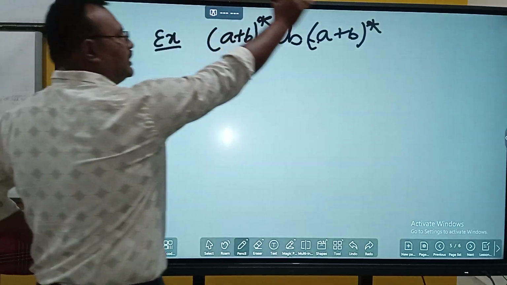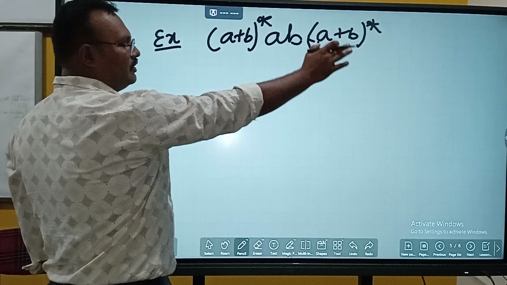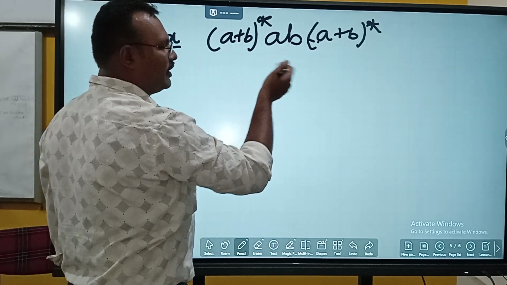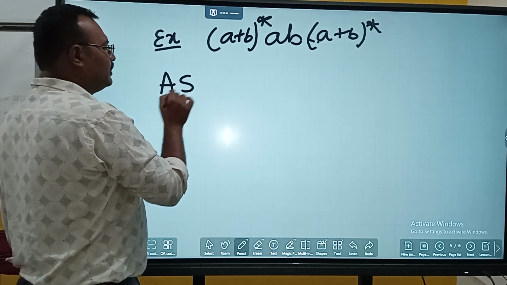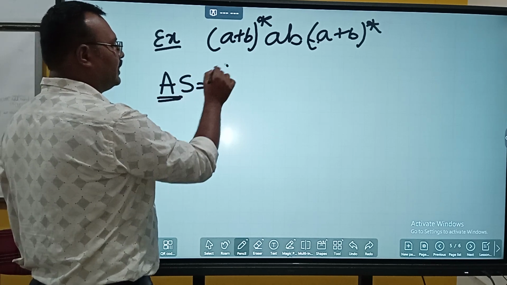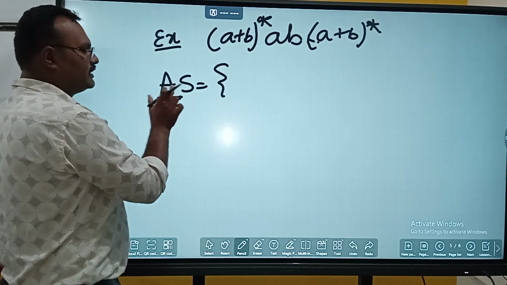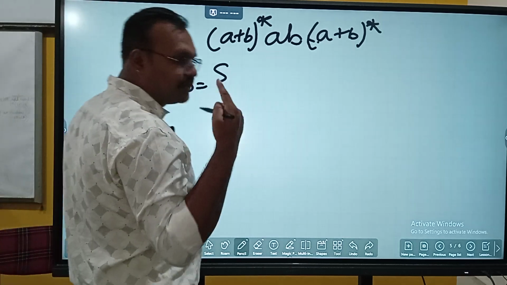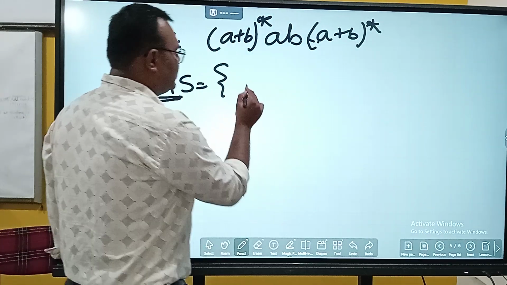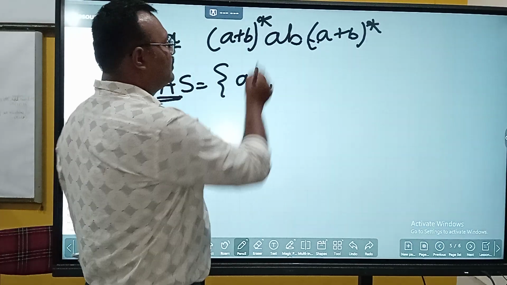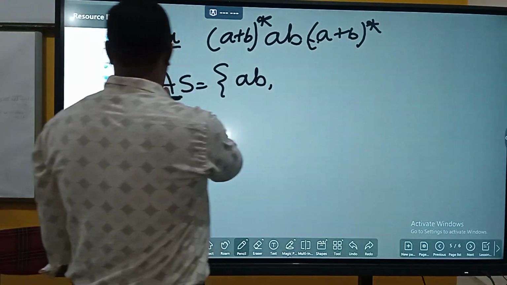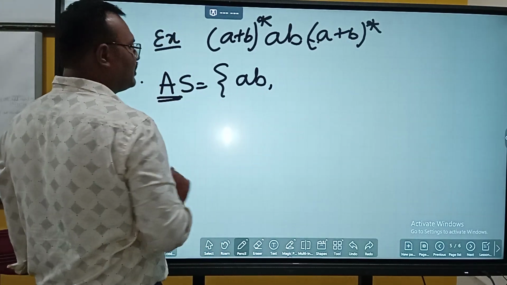Now, how to construct its equivalent non-deterministic finite automata, we will see. For that, we are following the same steps. First, we write the set of accepted strings. What is the first string it is going to accept? It is AB, right? That is the minimal. If this is 0 and this is 0, AB is the minimum string it is accepting.